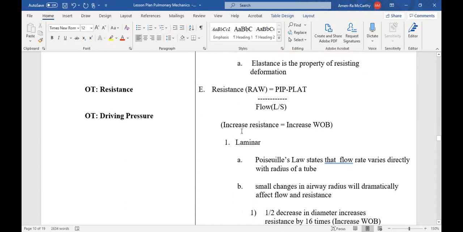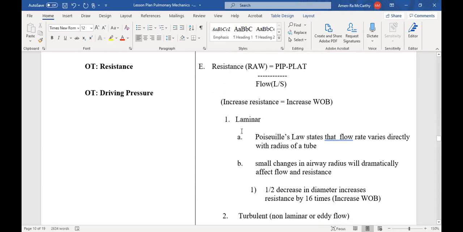All right, we already talked about laminar. He said laminar is smooth flow, right? Smooth flow, because that's where resistance kind of comes in. You know, it has a play with the smooth flow, okay? No. We said Laplace. It's not Laplace. It's Poiseuille. Poiseuille's law is the 16 times. Decrease the diameter by half and increase the resistance by 16 times. That's Poiseuille. Everybody say Poiseuille.